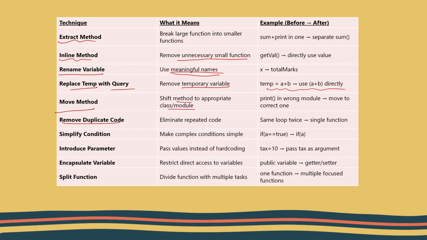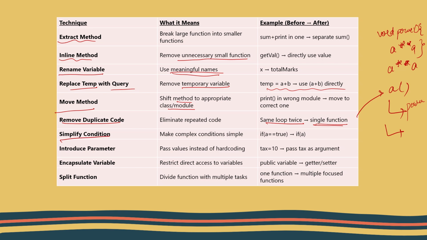Remove the duplicacy. Same loop twice, make it a single function. You make a single function like a and use it twice instead of writing a into a twice. That does not make sense. Instead, you make a function void power, and whenever you want to use it, you just call the power function.